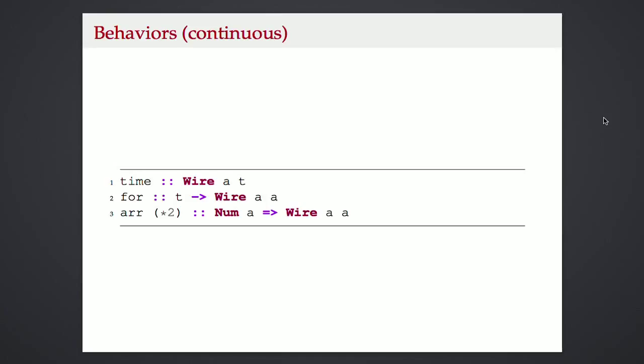We can also lift normal functions. So in this way a wire consumes numbers and outputs the number doubled continuously over time. So you don't apply it, it's just continuous behavior.